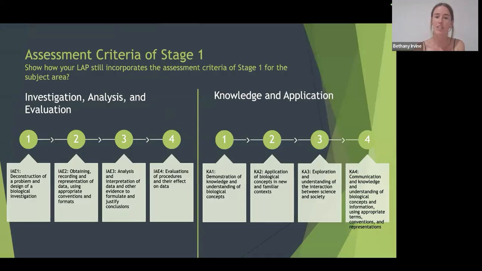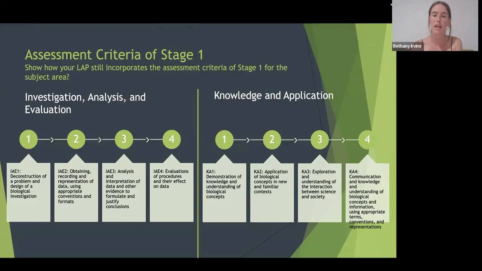The design investigation incorporates all 4 investigation, analysis, and evaluation criteria for stage 1. Students are required to evaluate a problem, complete a practical component, and analyze their data to draw conclusions. Through the entire investigation, students are required to critically design and then evaluate the method and design of their prac, as well as the variables involved.